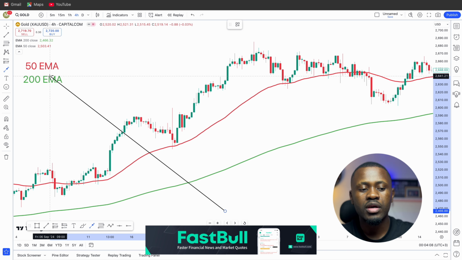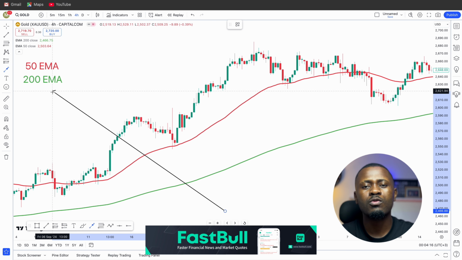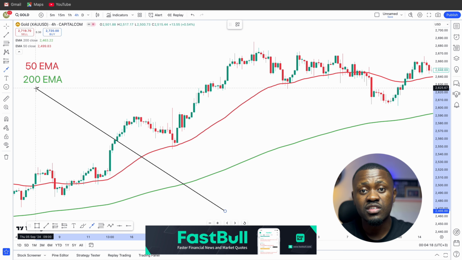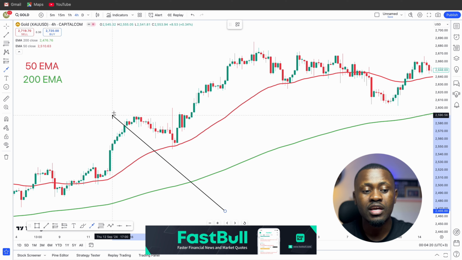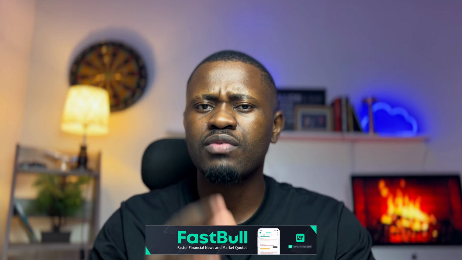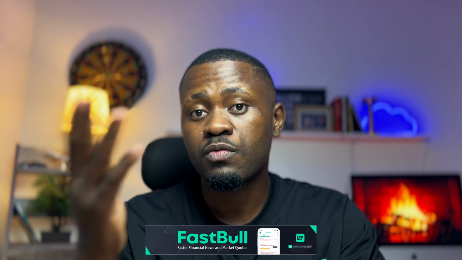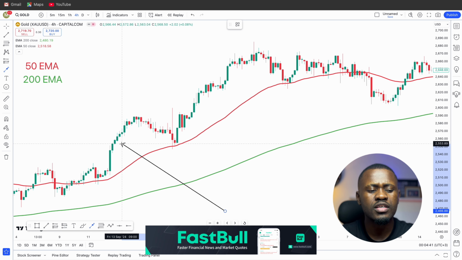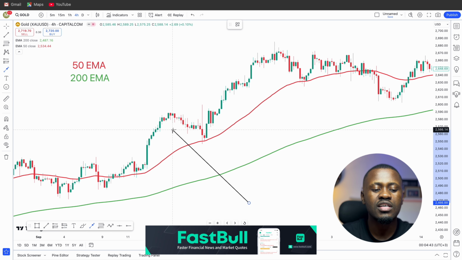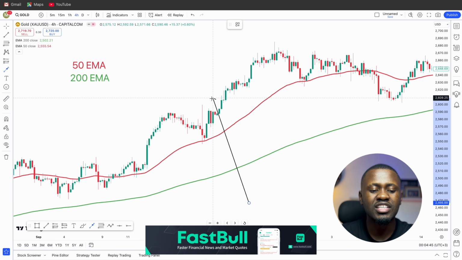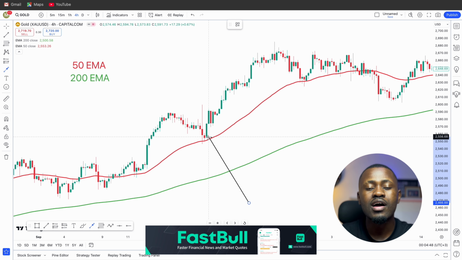Now the 50 EMA helps us with short-term trends. So if you want to catch short-term trends, probably short-term reversals in the market, we use the 50 EMA. But if you want to catch major trends in the market, we use the 200 EMA. And right now I'm on my 4-hour candle. So the first thing, how do we find the trend of the market? When we apply the 50 EMA and 200 EMA, we're going to see that price is pushing up, but it's going to be ranging above our moving average.